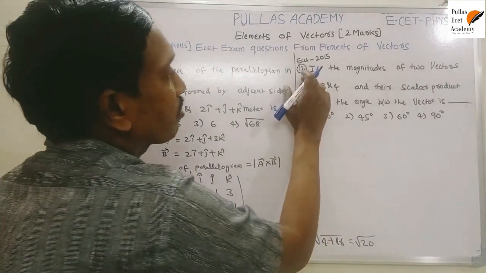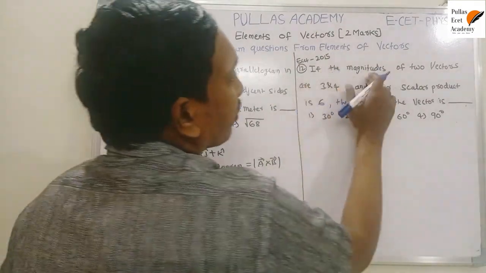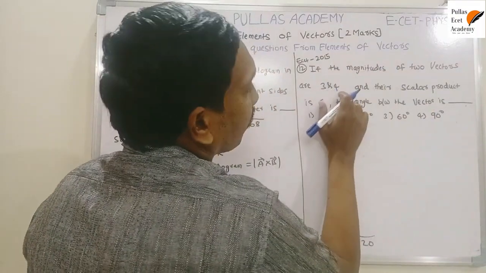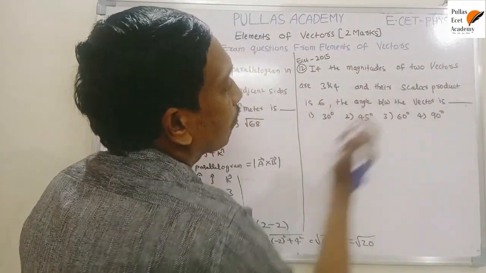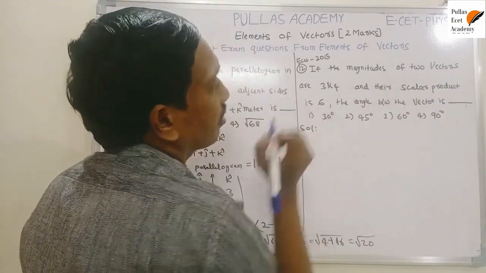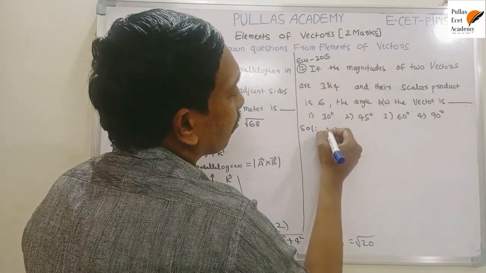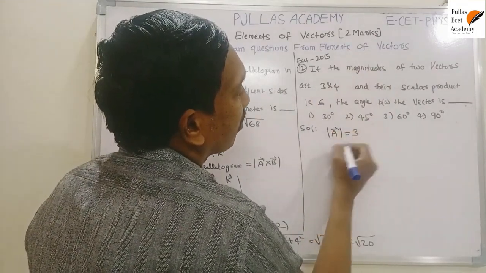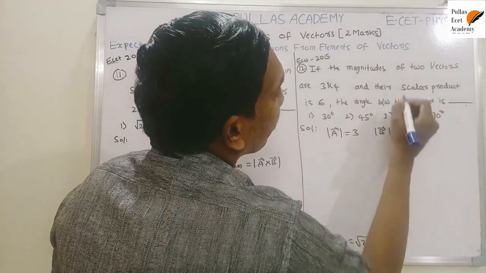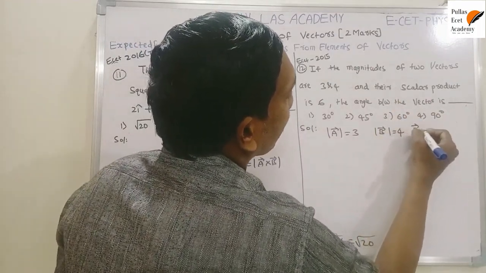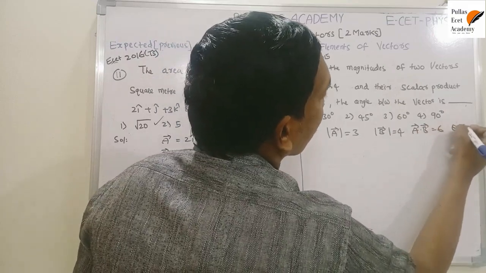Okay. The next question is repeated in ECET 2015 paper. If the magnitudes of two vectors are 3 and 4 and their scalar product is 6, then what is the angle between the two vectors? Most important question here. Suppose I consider the first vector magnitude modulus a bar equal to 3, the second vector magnitude is 4 units, and the given scalar product means a bar dot b bar is equal to 6. Theta is asked.